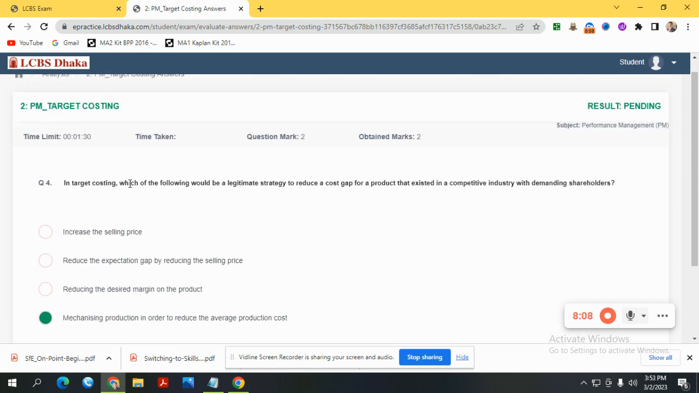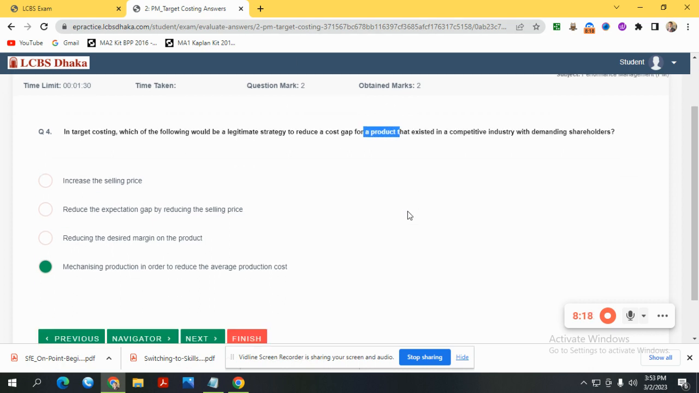So in target costing, which of the following would be a legitimate strategy to reduce the cost gap? So which of the following strategies can we use to reduce the cost gap for a product? If you guys remember, in target costing, we cannot touch the selling price. So this is not a valid option. Once again, increase selling price, reduce selling price. No, we cannot touch the selling price at all in target costing. Can we touch the profit? We cannot touch the profit in target costing either. So all these three options are eliminated.